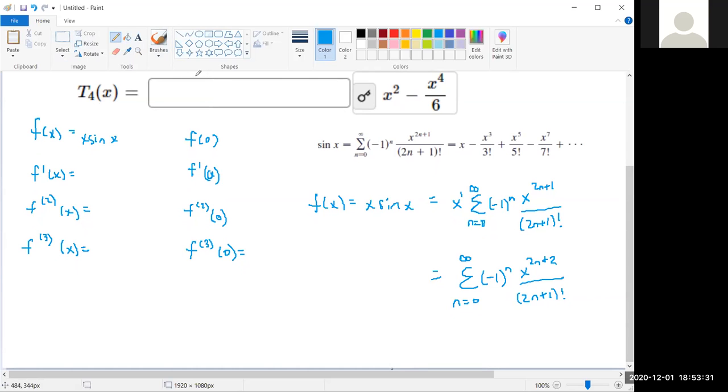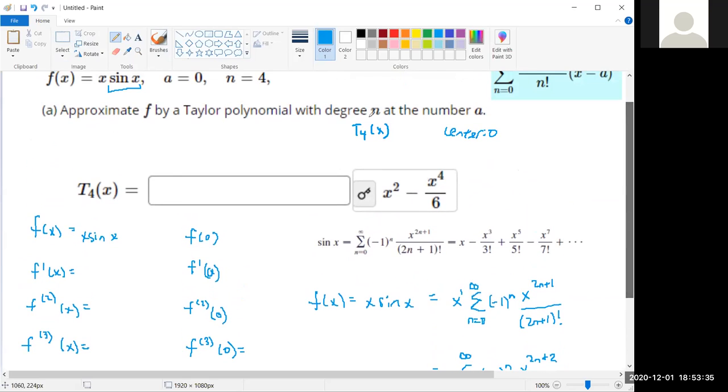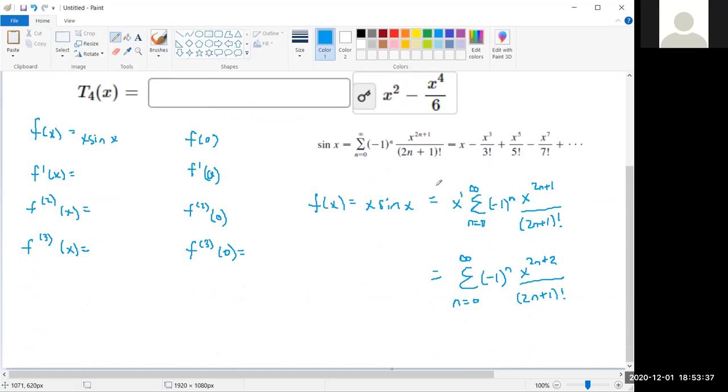Yeah. What was the question asking us to do? To find T sub 4 of x. So write out the Taylor polynomial until we get to the 4th degree. Okay, let's do that. We already have the formula for the Taylor series, so let's just use that.